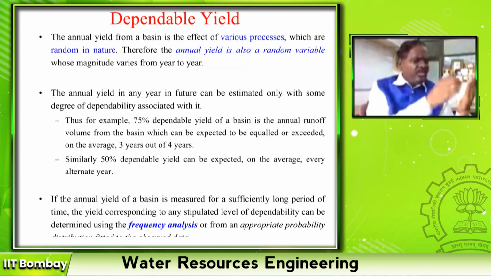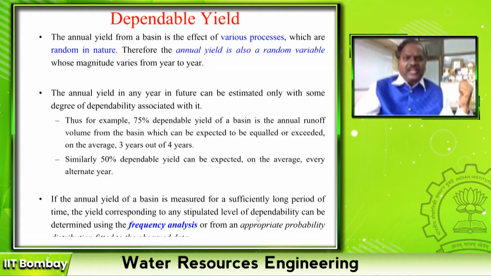If you see the annual rainfall in the basin, average annual rainfall and average yield, some years same rainfall but yield will be different, right? All other basin characteristics also govern, right? So the annual yield in any year in future can be estimated with some degree of dependability, right? That means with the observed data, you estimate its probability of occurrence and then use those values to estimate the future yield.